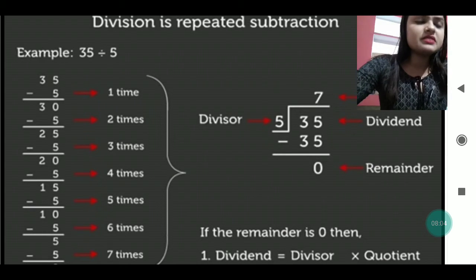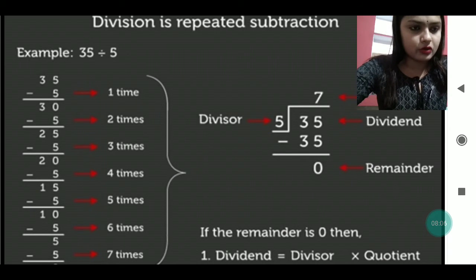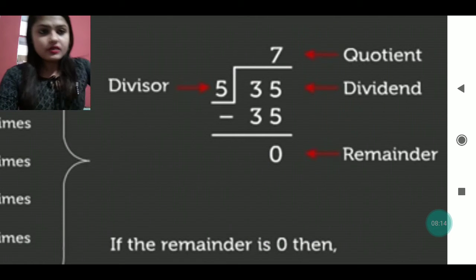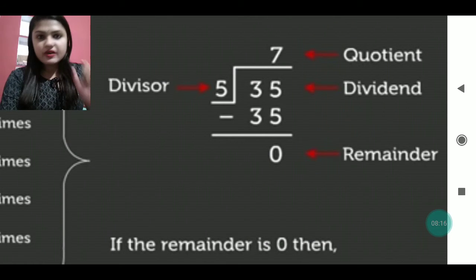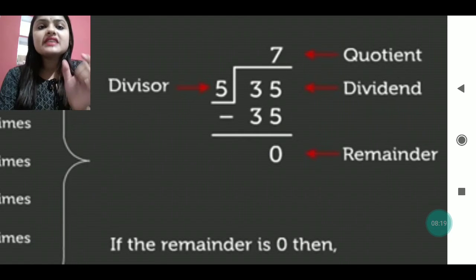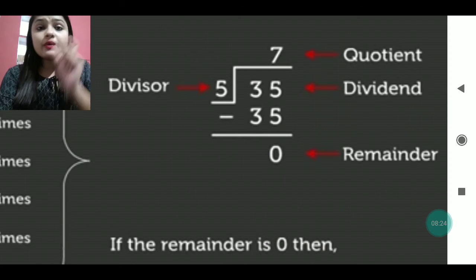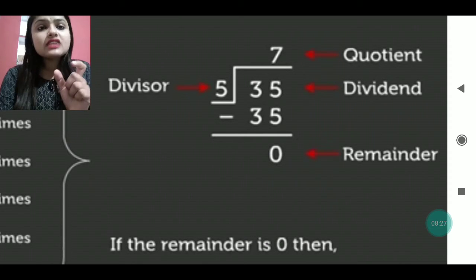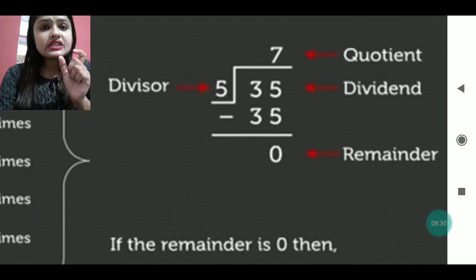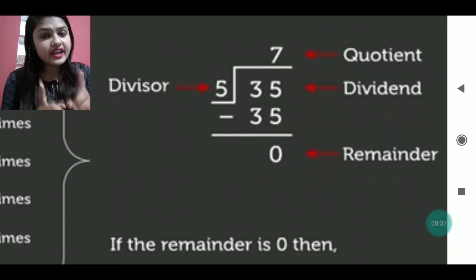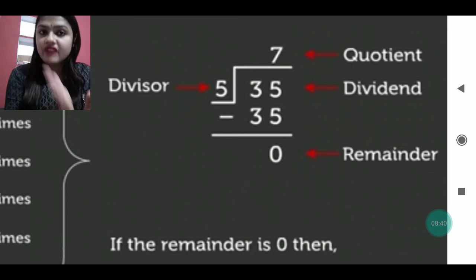Now there are some terms related with division which I am going to talk about. Just see. First we should know that 35 divided by 5 was there. So that 35 here is the dividend. That is the word used for 35. The number with which you are dividing that dividend is called the divisor. The number which you are dividing is the dividend. The number with which you are dividing is the divisor.